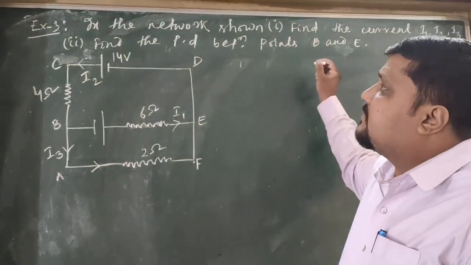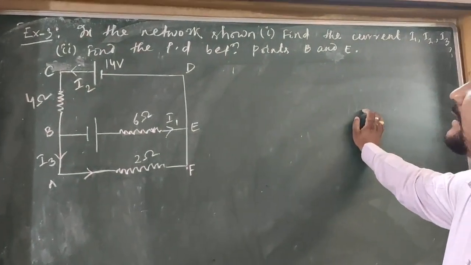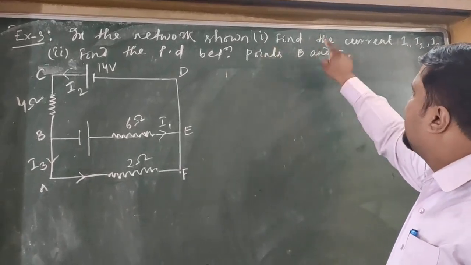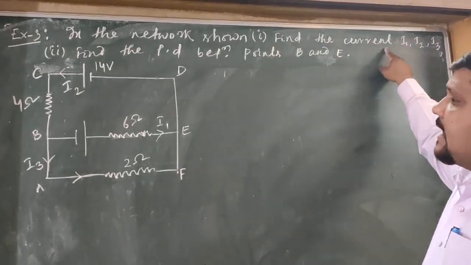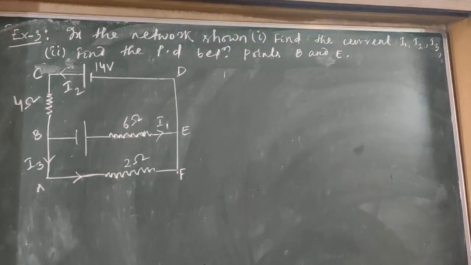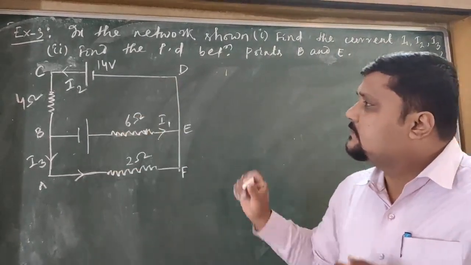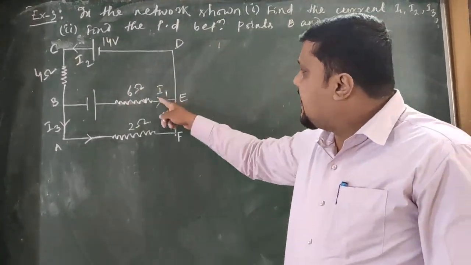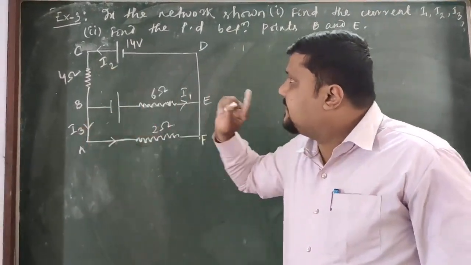Next comes example number 3. In the network shown, find the currents I1, I2, I3. So a network is given. Then to calculate I1, I2, I3, mark them here: I1, I2, I3.